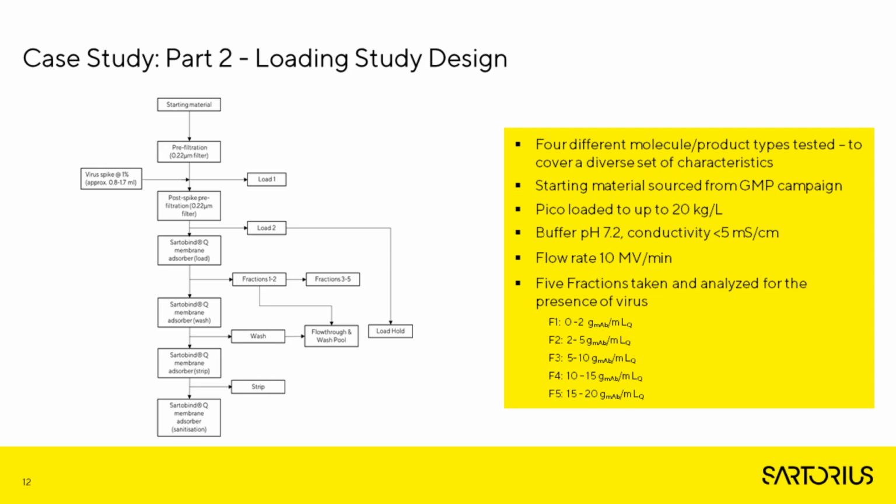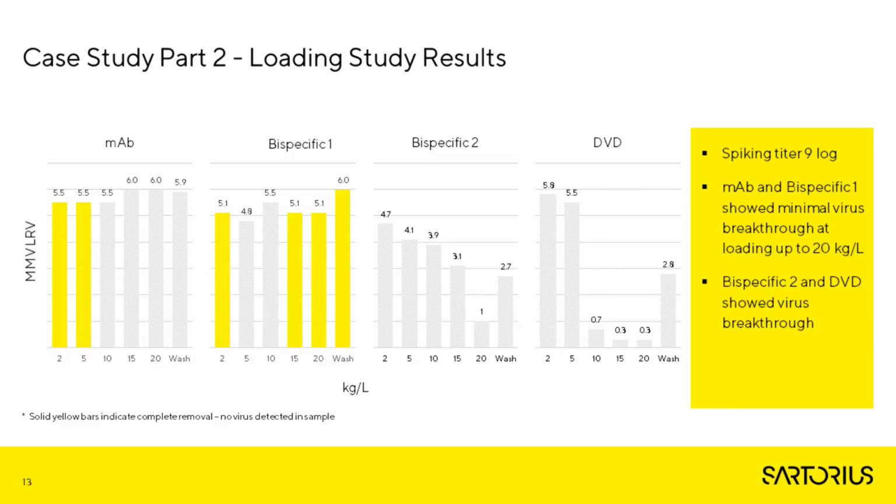These molecules were sourced from their GMP campaigns as their anion exchange loads, their post-depth filtration. So here we wanted to fully challenge the membrane. Again, we loaded up to 20 kilograms of product per liter of membrane. Our conditions were the same as our scalability study with a pH 7.2 buffer, less than 5 millisiemens, at a flow rate 10 membrane volumes per minute. But here we took 5 fractions and we analyzed the fractions for the presence of the virus.